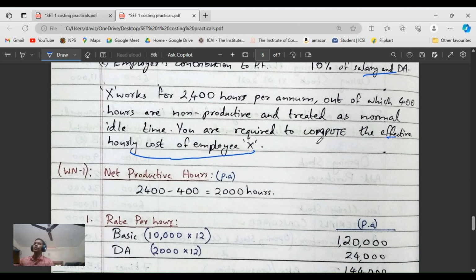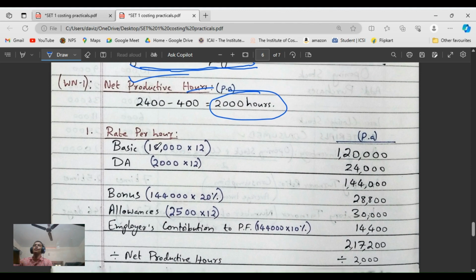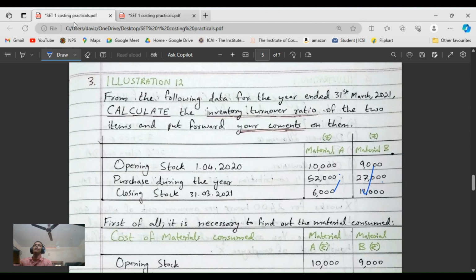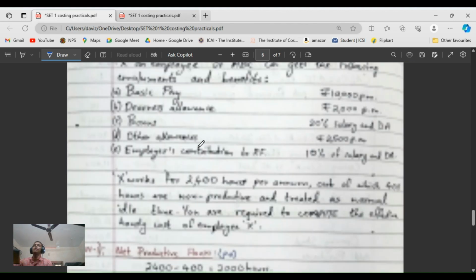So we have to find the effective hourly cost of employee X, that is rate per hour. First we have to find the net productive hours per annum. The question says that X works for 2,400 hours per annum, out of which 400 is non-productive. So the net productive hours is 2,000 hours. Now we have to find the rate per hour.